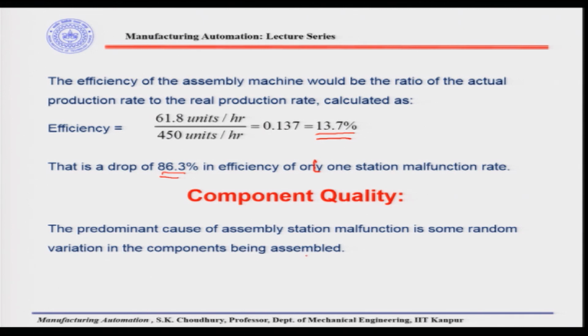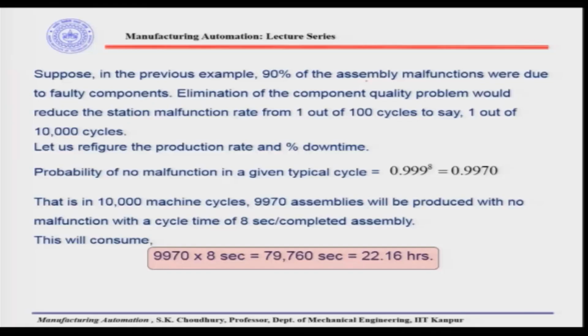That random variation is basically the quality of the parts. Because the part is of inferior quality, it goes in and makes a defective assembly, and it stops the machine. Suppose in the previous example, 90% of the assembly malfunctions were due to faulty components, where the tolerances may be wrong, or the length or the diameter is not proper, and so on. Elimination of the component quality problem would reduce the station malfunction rate, let us say from 1 out of 100 cycles to 1 out of 10,000 cycles.